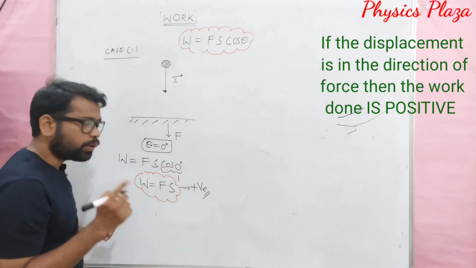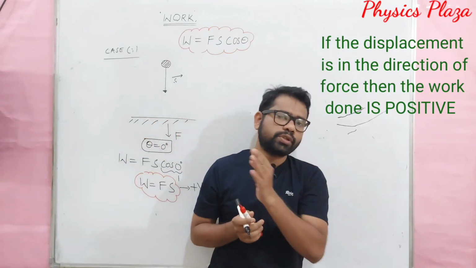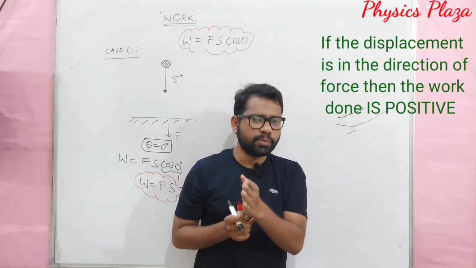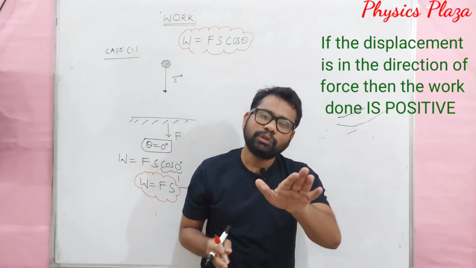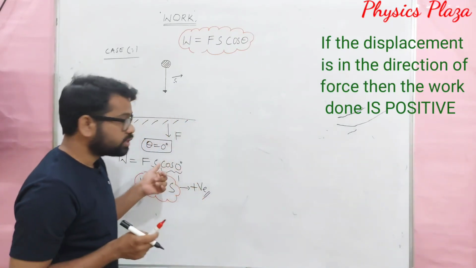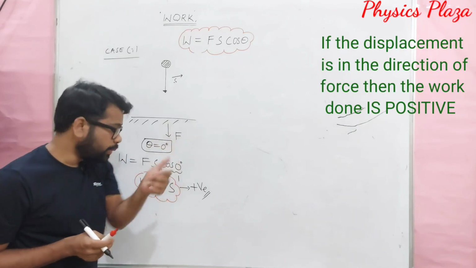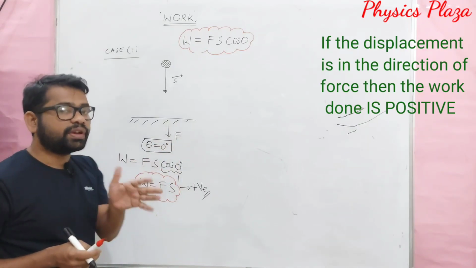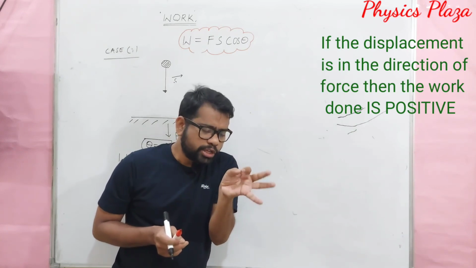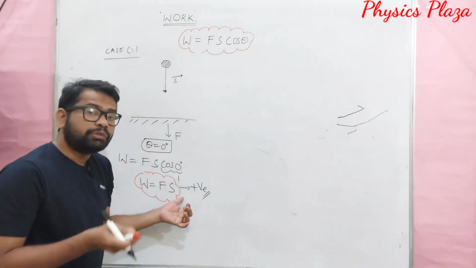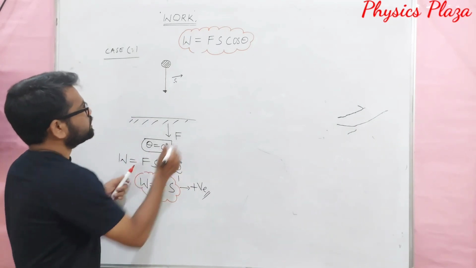So when will the work done be positive, children? When the body is displaced in the direction of force. That means force and displacement both should be in the same direction. Then the work done is positive. And children, it's very important here: work done by whom? Who is doing the work here? We are talking about the work done by the gravitational force. Who is doing the work is very, very important. We have to specify that. In this case, the work done by the gravitational force is positive. Okay. Let us see one more case.